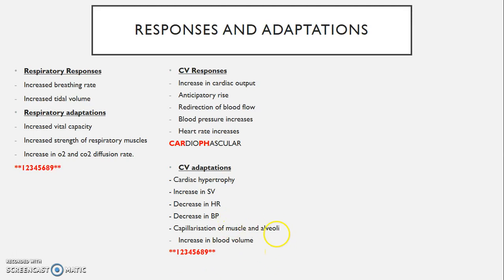Number 6, you've got to think number 6, flicks. So number 6 rhymes with flicks. Flicks, you think of flick knife. When you think of flick knife, think of stab. When you think of stab, you think of blood. Loads of blood, you get an increase in blood volume. There's loads of blood everywhere, so you get more blood. So that is the CV adaptations.